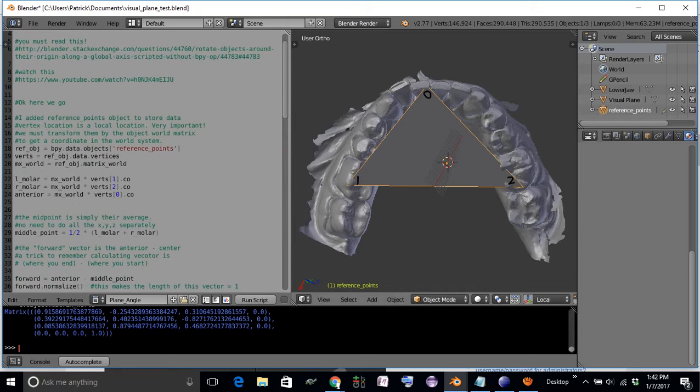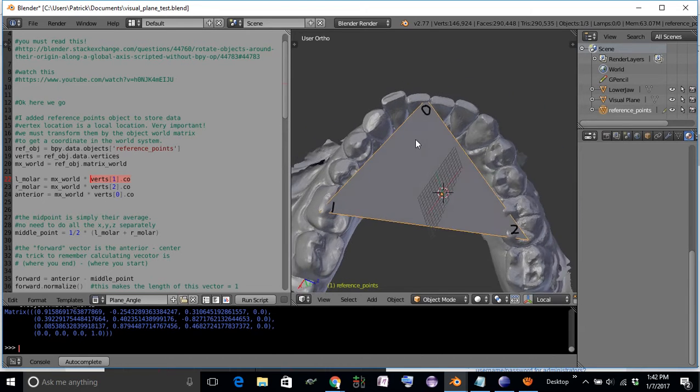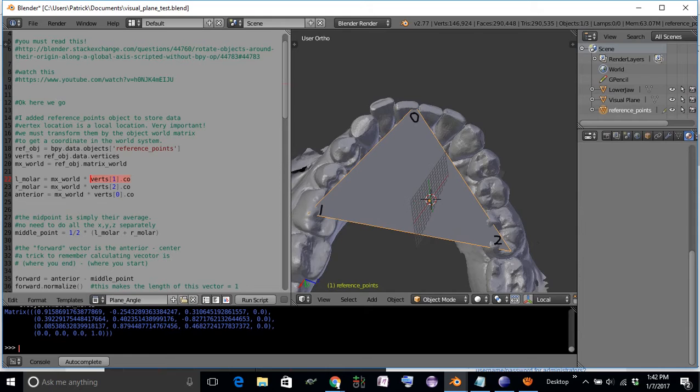Alright, so here I have this plane called reference points where I just simulated the user clicking in 3 spots, and the vertexes are 0, 1, and 2. I've drawn their indices in grease pencil so that this makes sense here. So this is just getting a reference to the Blender object, then to its vertices, then to its 4x4 transformation matrix. And here we take the coordinate of each vertex. Now coordinates are stored in the local space of this object, so relative to its own origin. And to put them in world space, we need to multiply by the matrix world.